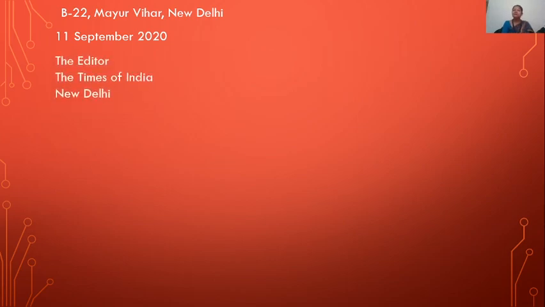Third, this letter is written to the editor of the newspaper. So who is the editor? The newspaper's name is the Times of India. And where is the Times of India's office? In New Delhi. Clear? So the editor is the receiver's address.